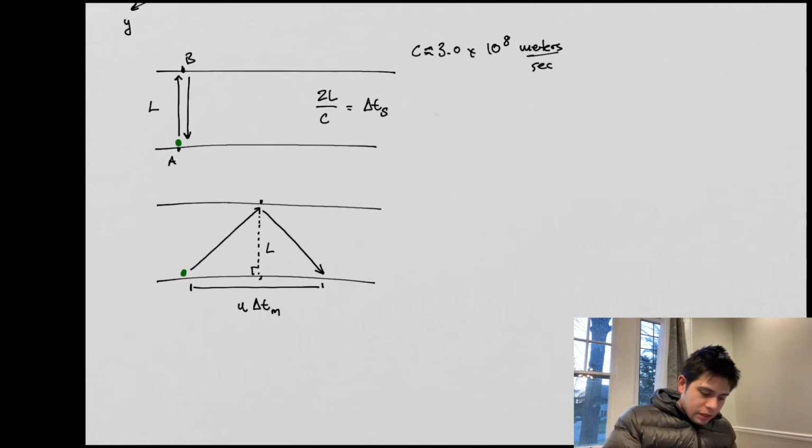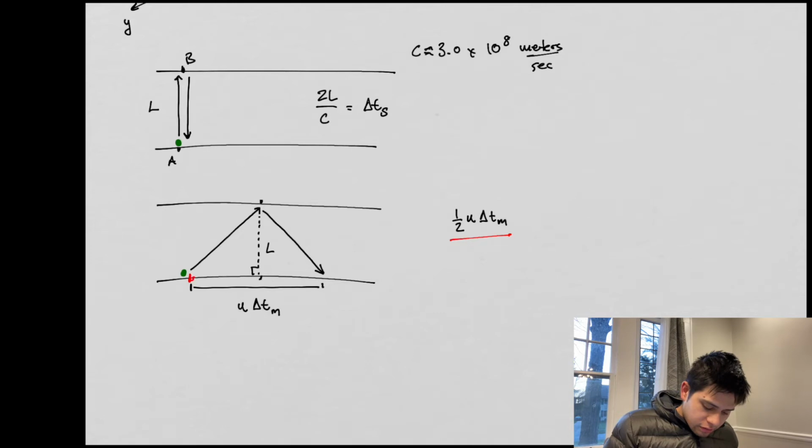The distance, so this distance here, again, how do we calculate this now? Well, from here to here, that's going to be 1/2 u delta t moving. So this here is the distance from here to here.